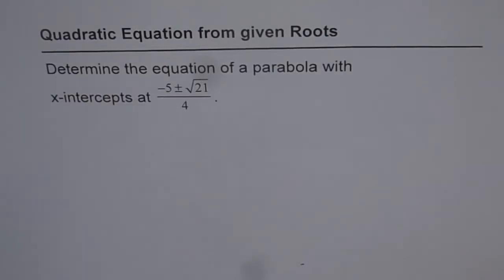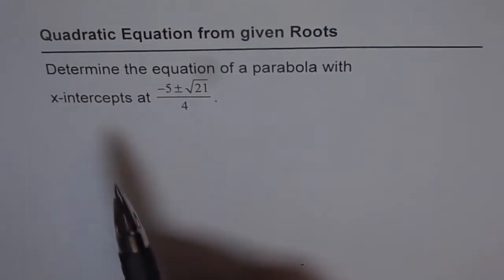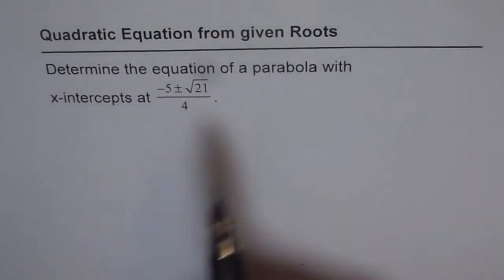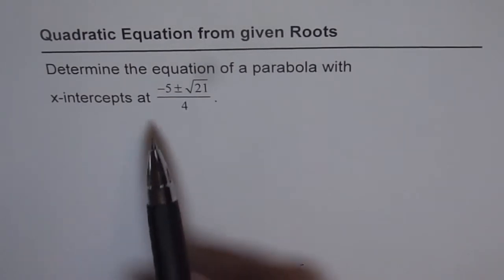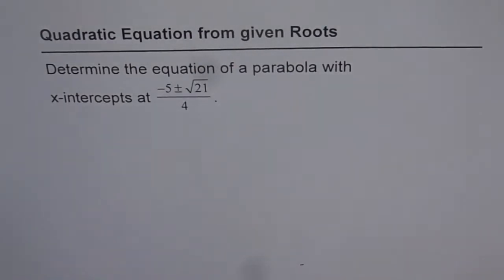Here is your test problem to find a quadratic equation from the given roots. The question is, determine the equation of a parabola with x-intercepts at (-5 ± √21)/4. I'd like you to pause the video, solve the question, and then look into my suggestions. I'm sure you have come across a similar problem in one of my videos. Now here is my suggestion.